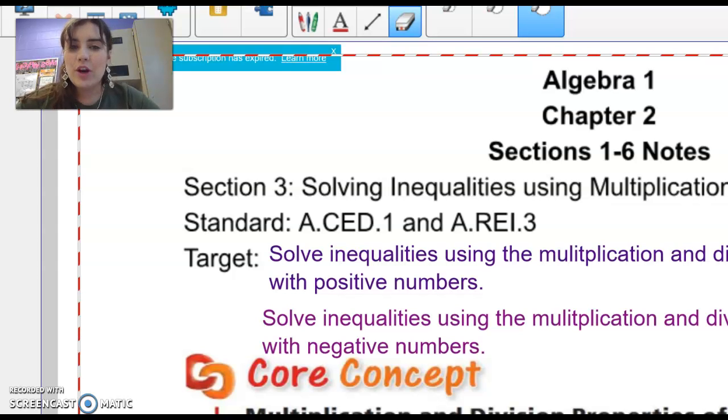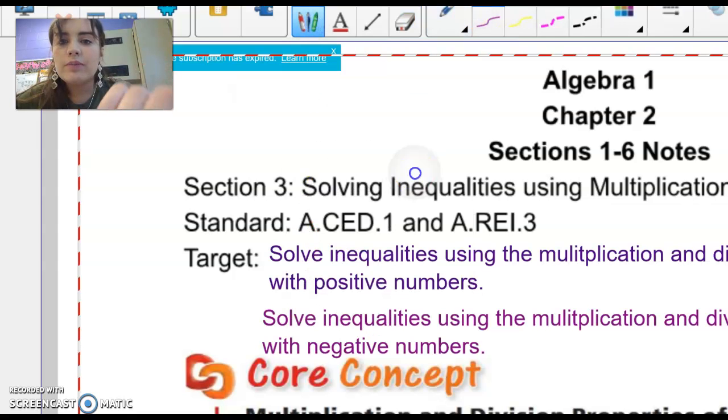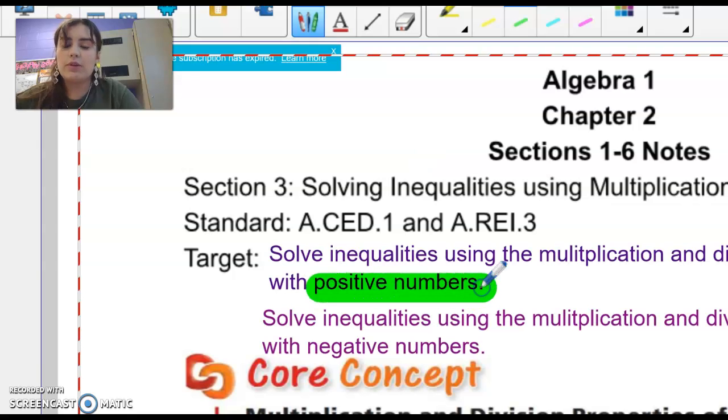Hi guys, so we are on to section 3. We are learning how to solve inequalities using multiplication and division property. We're first going to learn our division and multiplication property with positive numbers. And then second, we're going to learn with negative numbers.